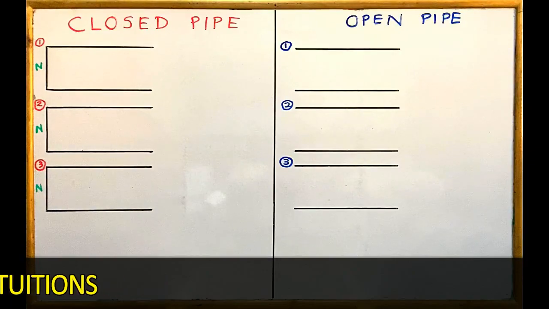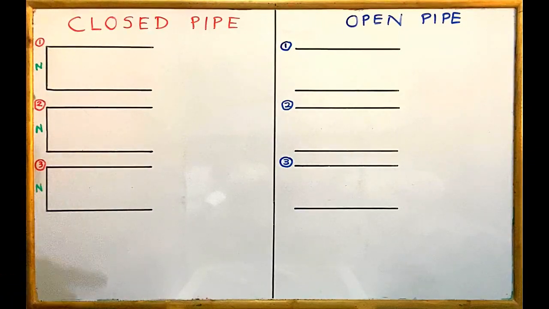In the case of a string, the particles of the string were vibrating up and down, so we were having SHM. Whereas in the case of both these pipes, we have air molecules vibrating. So we have a sound wave, which is a longitudinal wave, whereas in the case of a string it was a transverse wave, right? Now we have a longitudinal wave, so we have compressions and rarefactions.